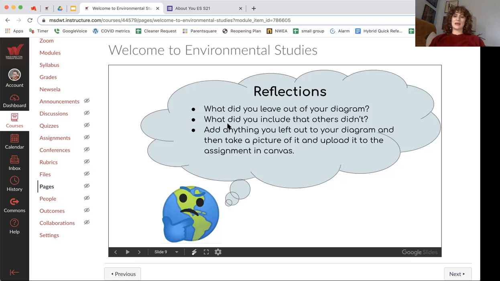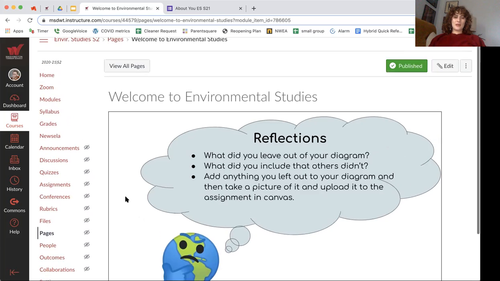So I want you to edit your drawing, add to it, and make it as complete as you possibly can, because you're getting ready to take a picture of it and turn it in. So there will be several times where I will ask you to take a picture, record a video, and I want to make sure that you are pretty clear on how that works, okay?